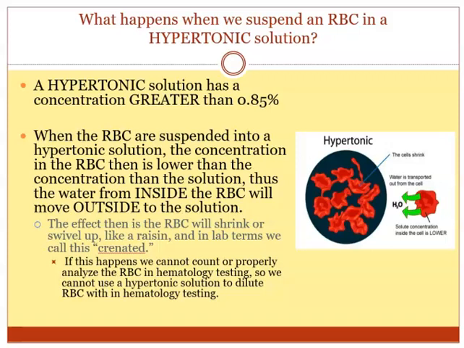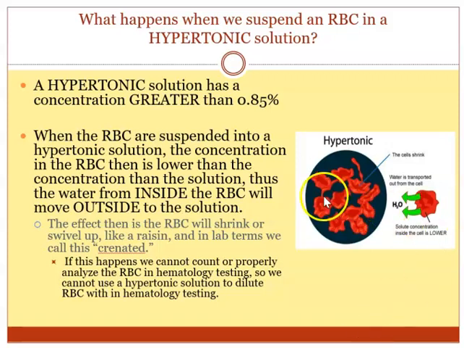It's going to shrink up, or it's going to do something we call crenate. You're going to end up with crenated red blood cells. If our red blood cells end up crenating, we can also have problems analyzing the red blood cells in the lab and in the hematology department, so we cannot use a hypertonic solution to dilute our red blood cells.